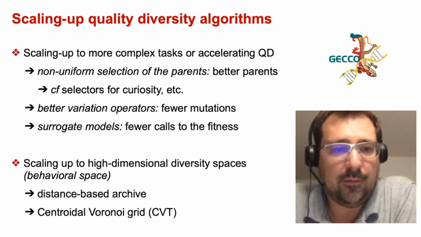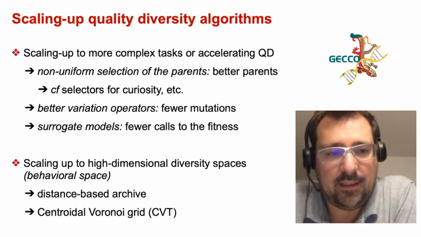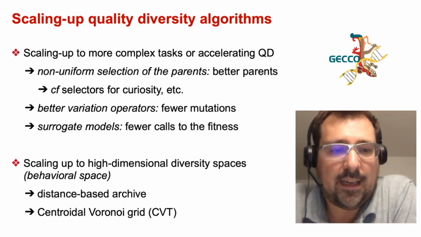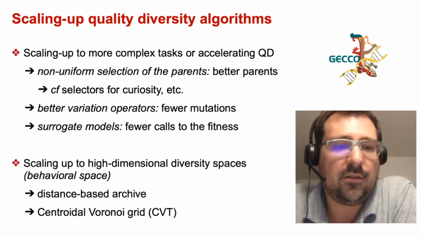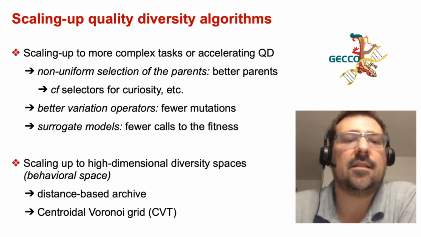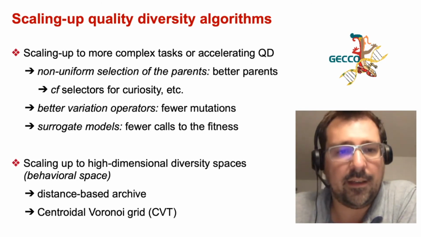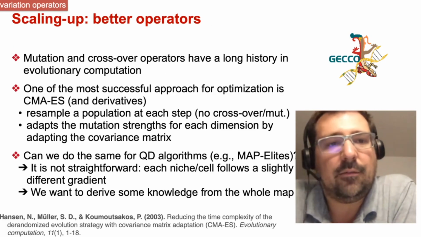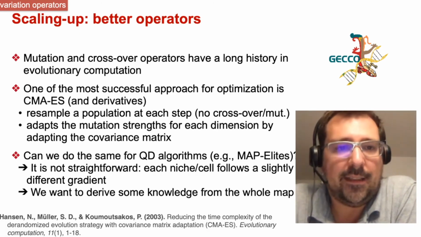And in terms of scaling up to high dimensional diversity spaces or behavioral space, we can use distance-based archives or centroidal Voronoi tessellation to have a grid that is not necessarily an array, like a two-dimensional grid. So let's start with scaling a bit with better operators.